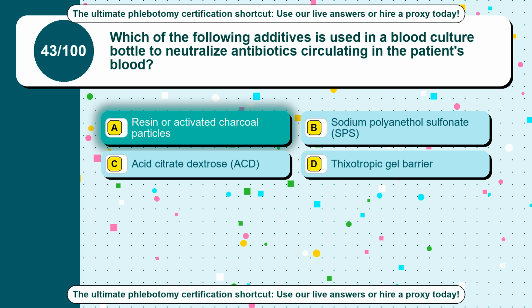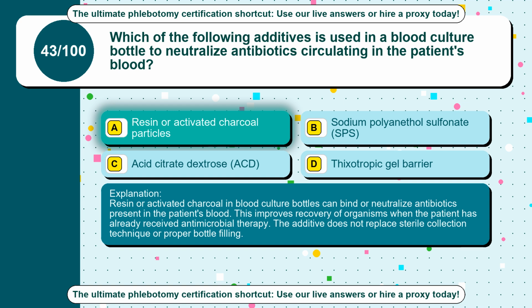The correct answer is option A. Resin or activated charcoal particles. Resin or activated charcoal in blood culture bottles can bind or neutralize antibiotics present in the patient's blood. This improves recovery of organisms when the patient has already received antimicrobial therapy. The additive does not replace sterile collection technique or proper bottle filling.